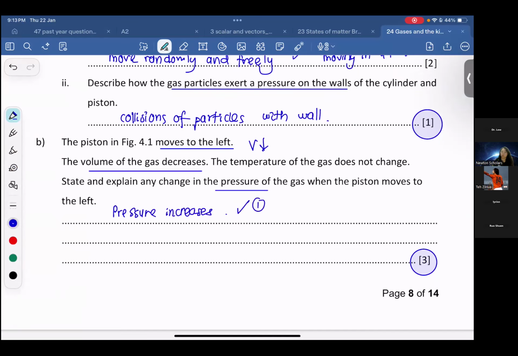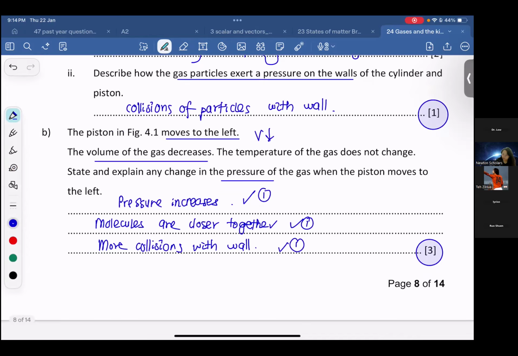What happened to your pressure? Pressure increase. Explain. So here, because molecules are closer together. Very good. This is 1 mark. Okay. Then more particles, they are more collisions with the wall. Okay. This is another 1 mark.